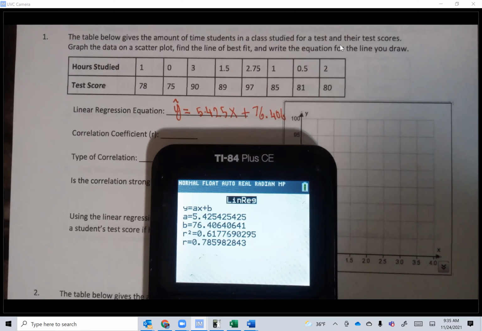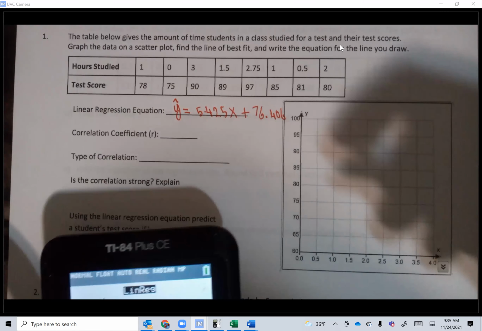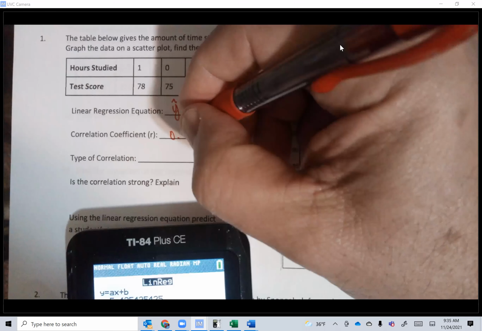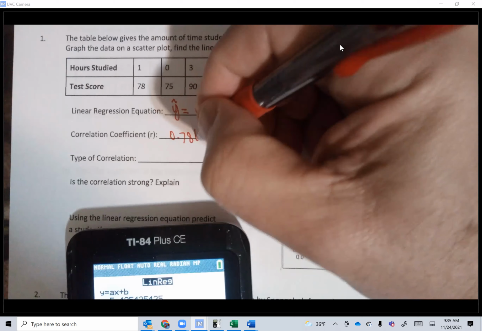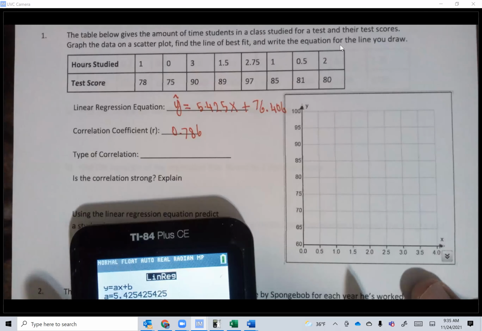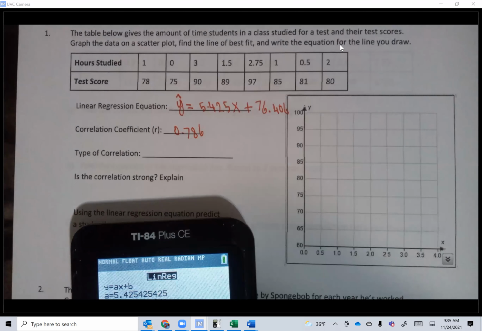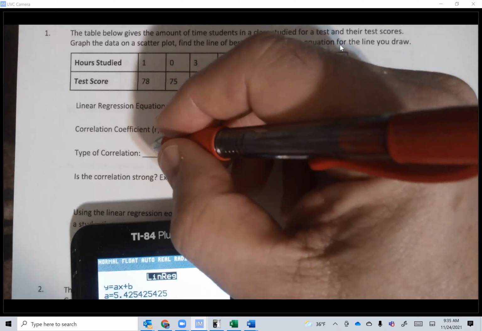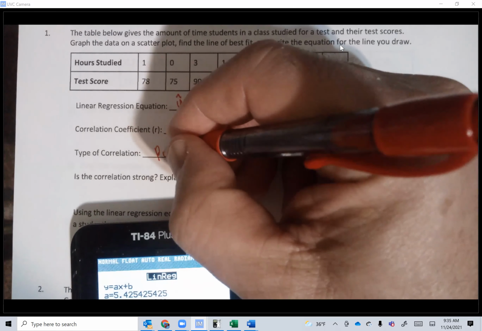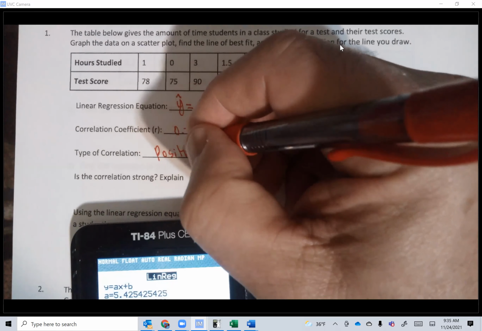The correlation coefficient r, guys, is 0.786. Let's say 3 decimal places. Okay. Type of correlation, I think it is positive because r is positive. So it is positive linear.